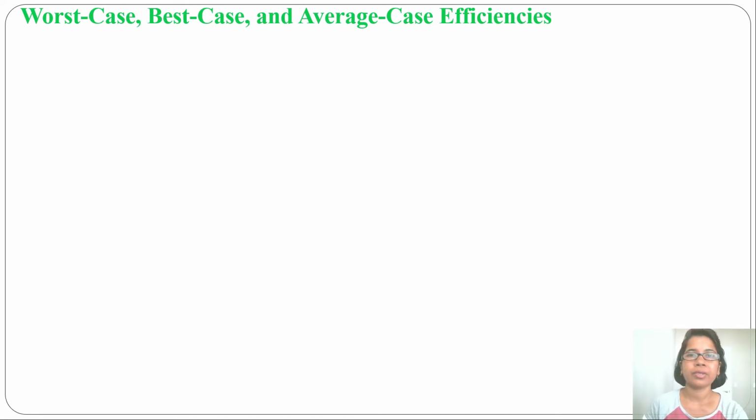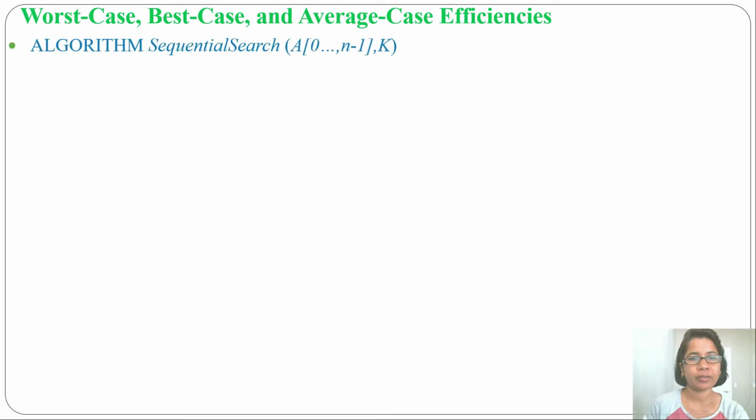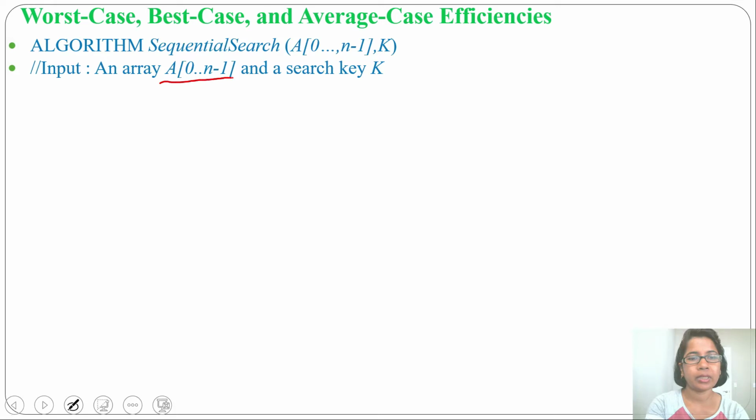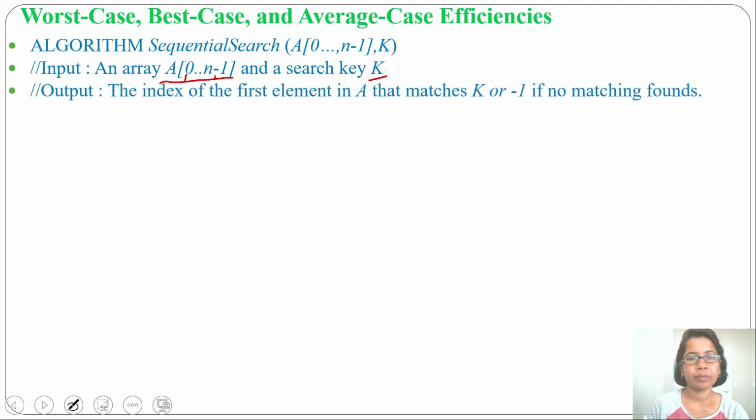Let's first discuss what is sequential search. With the help of sequential search, I will explain what is worst case, what is best case, and what is average case. The sequential search algorithm takes input as an array A[0 to n minus 1] and a search key k. Start index will be 0 and last index will be n minus 1. And what will be the output? The index of the first element in A that matches k, or minus 1 if no matching element is found.